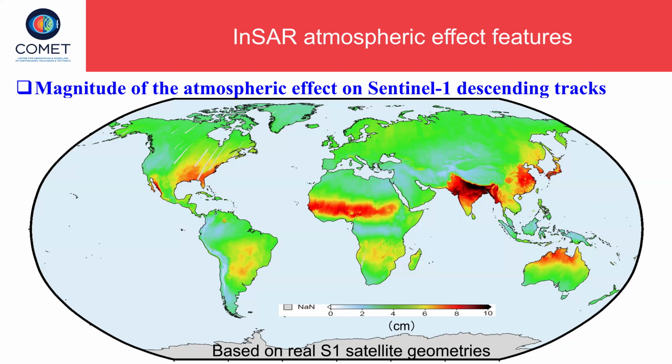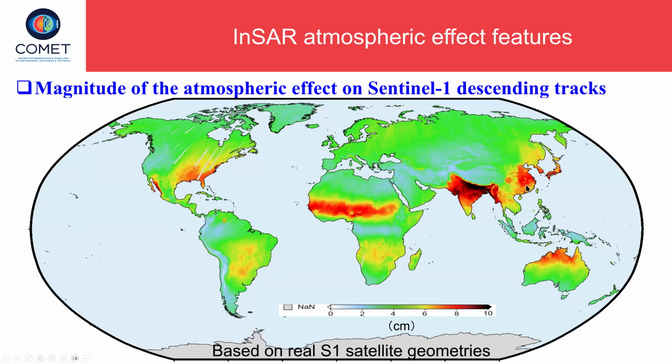I think most of us are using Sentinel, especially in this workshop. There are some practicals using Sentinel data. So what's the tropospheric error on Sentinel observations? This is a map showing the magnitude of the atmospheric effect on Sentinel-1 descending tracks, based on real Sentinel-1 satellite geometries. As you can see, this is for descending tracks. We have nice coverage globally.